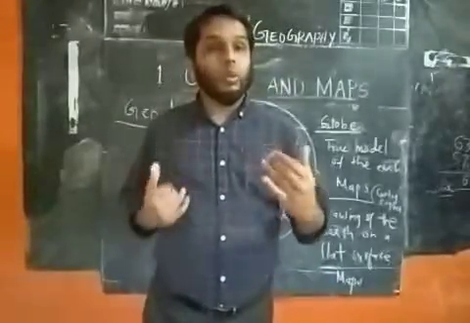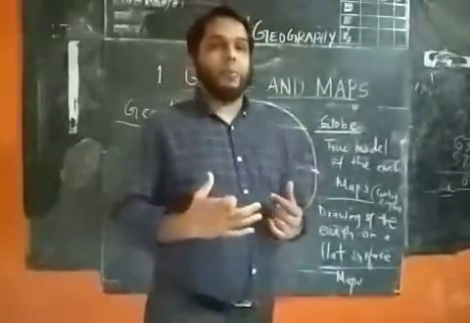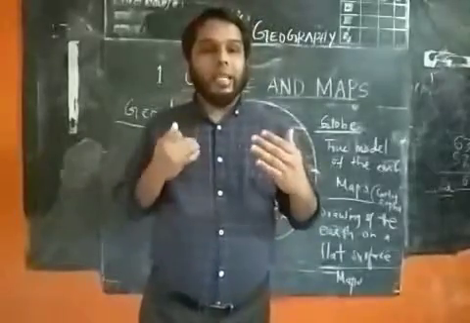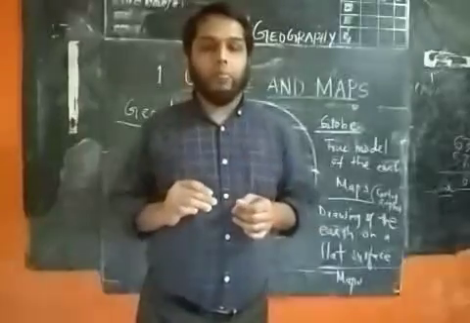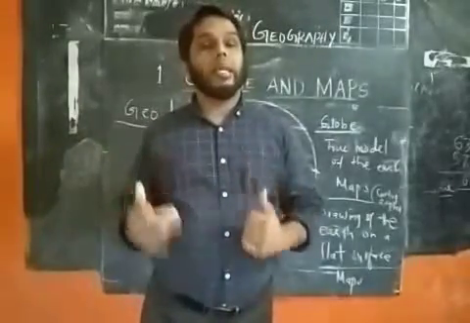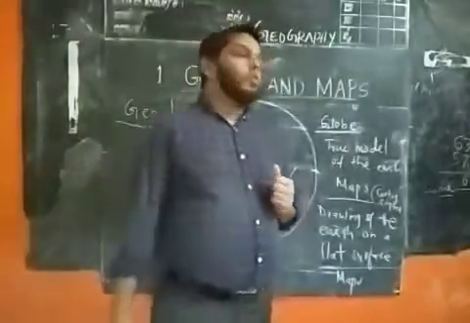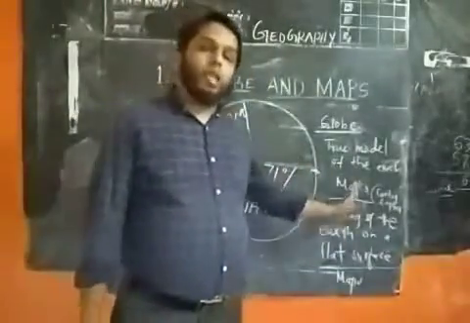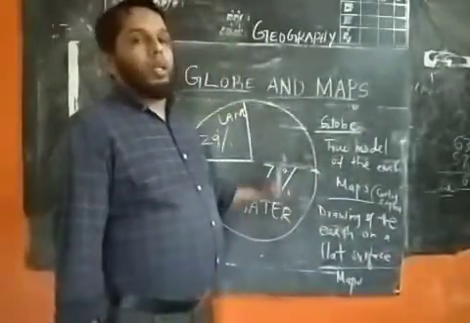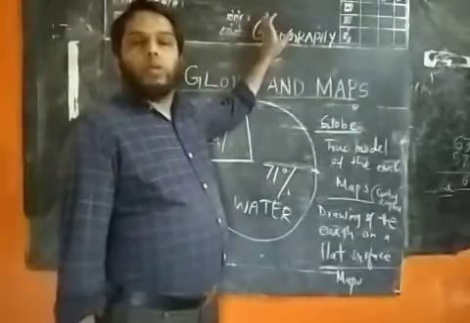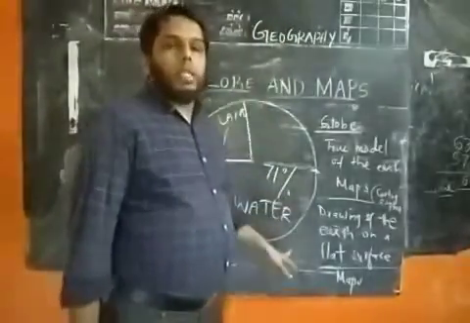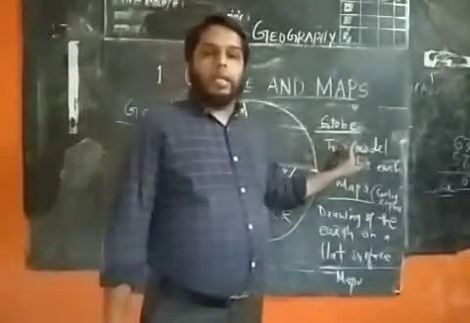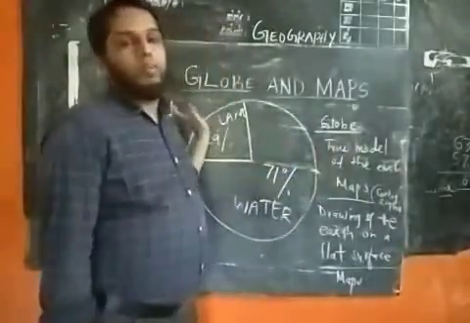It tells us the route to a definite place, the distance from one point to another, and also the directions. On our maps and globes, especially on maps, the top is always marked as north, the bottom is south, the right side is east, and the left is west.